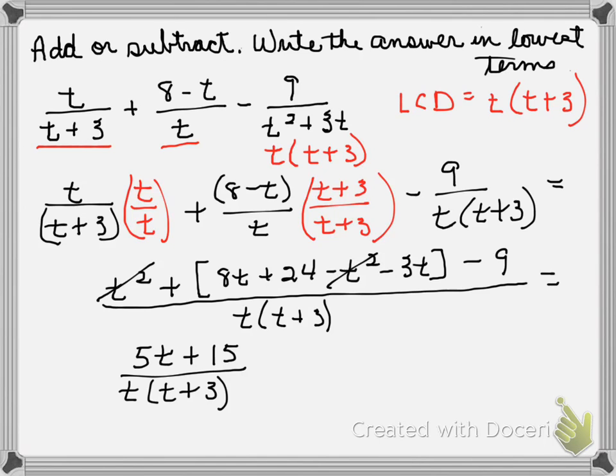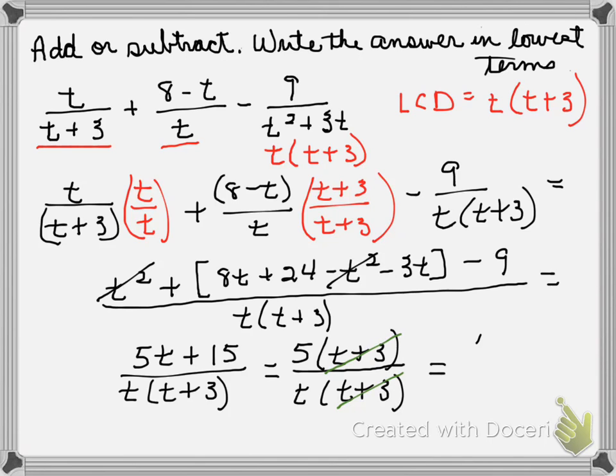Now it also told me to write the answer in lowest terms. Okay, so we need to see if there are any common factors. Well, in the numerator I can factor out a 5, and that will leave t plus 3 divided by my denominator t times t plus 3. So I do have a common factor of t plus 3 that I can divide out, so that my answer in simplest form is 5 divided by t.